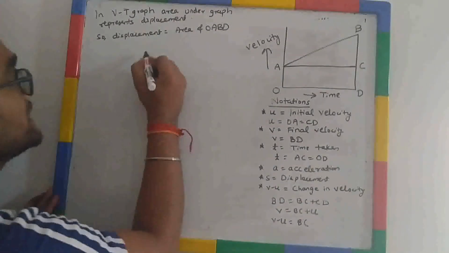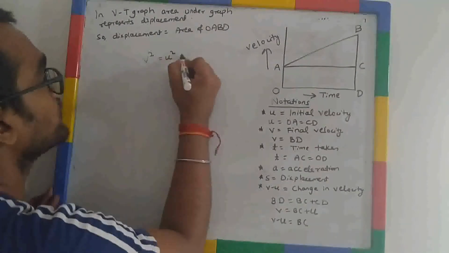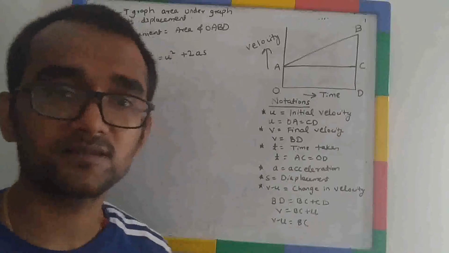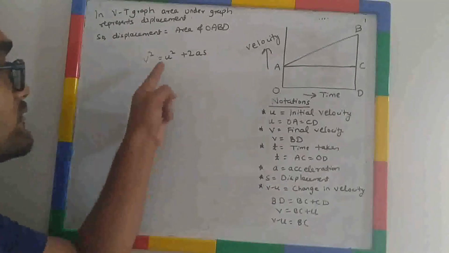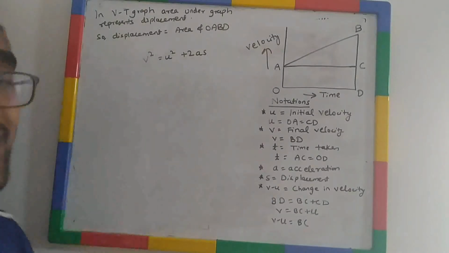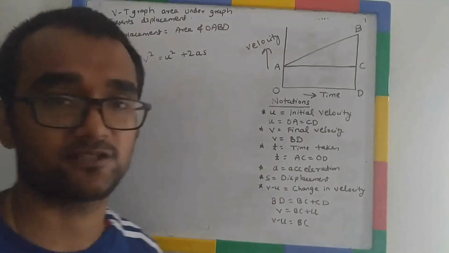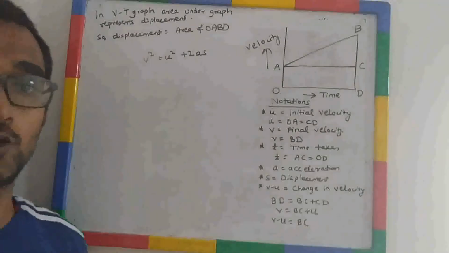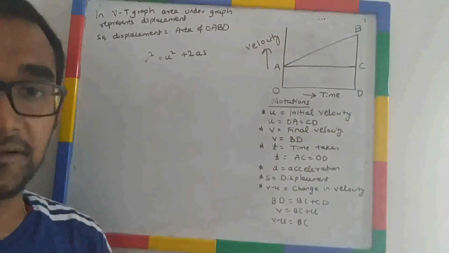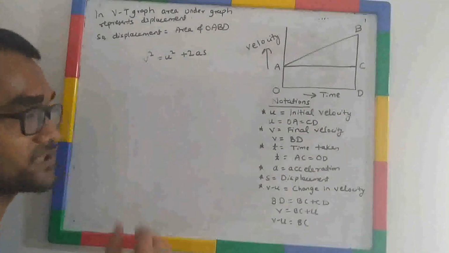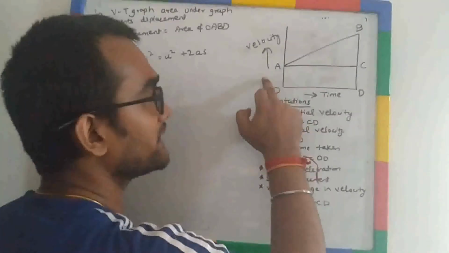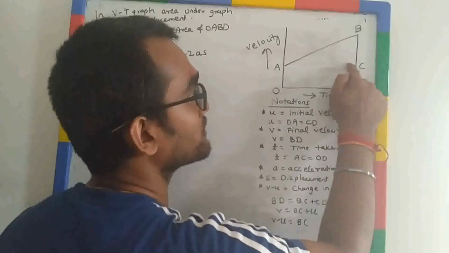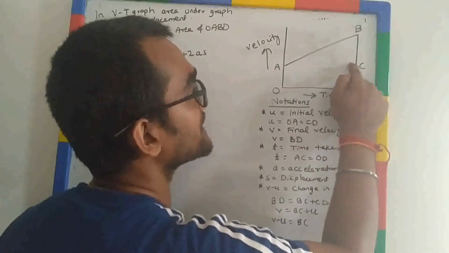As you know, the third equation of motion was v square equal to u square plus 2as. In this equation, we have got 4 factors. The first one is final velocity, second one is initial velocity, third one is acceleration, and the fourth one is displacement. As you can see, time factor is not included in this equation. So, the slight change in the diagram is that I will omit the line AC, which I had earlier dropped as a perpendicular from A on line BD. So I will omit this line AC because it represented time taken.